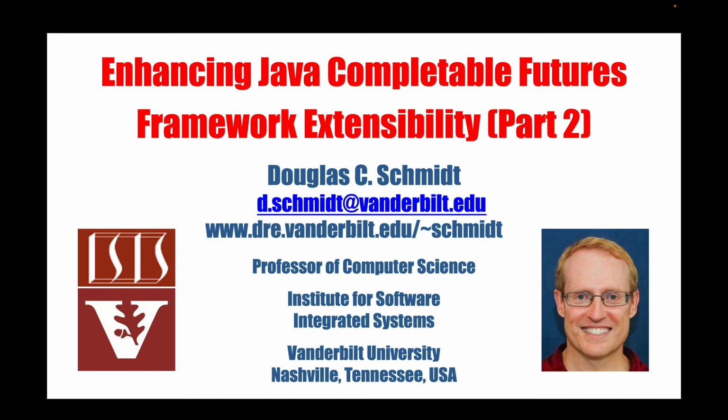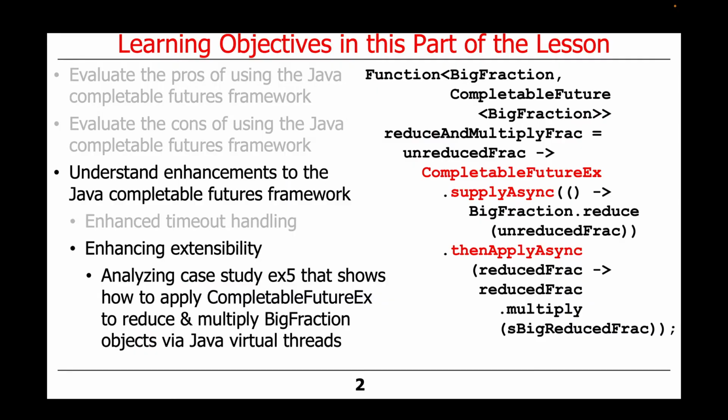Welcome to part 2 of our lesson on enhancing the extensibility of Java's Completable Futures framework. In this part of the lesson, we'll analyze case study EX5, which shows how to apply our CompletableFutureEx class we defined in part 1 of the lesson in order to reduce and multiply big fraction objects by using Java virtual threads in conjunction with Java Completable Futures.